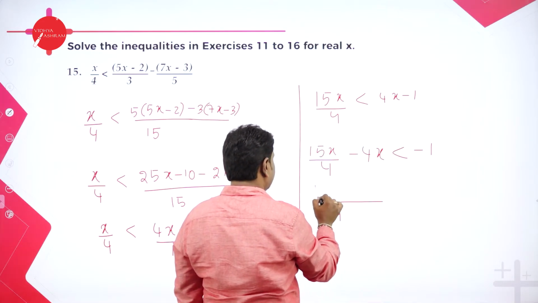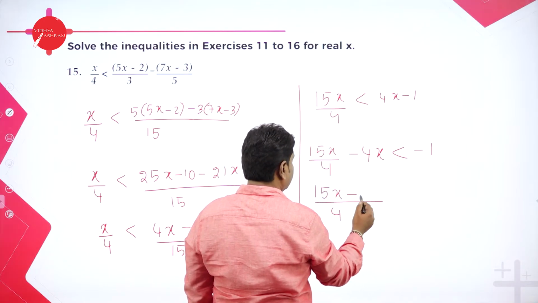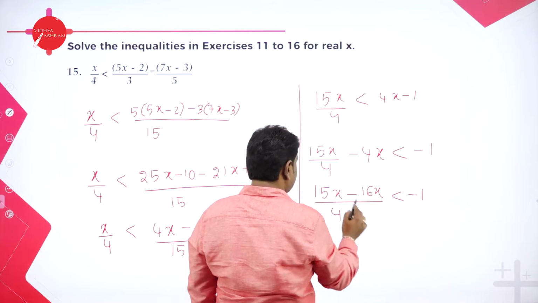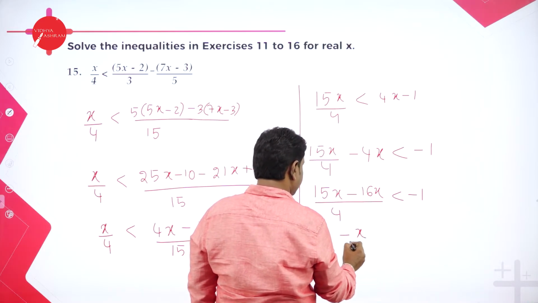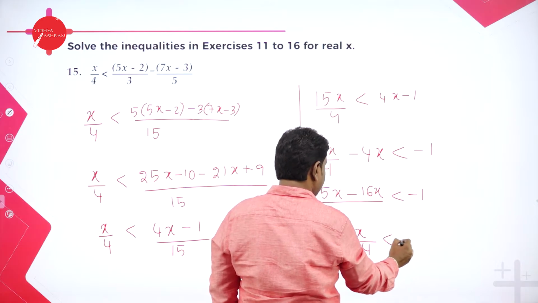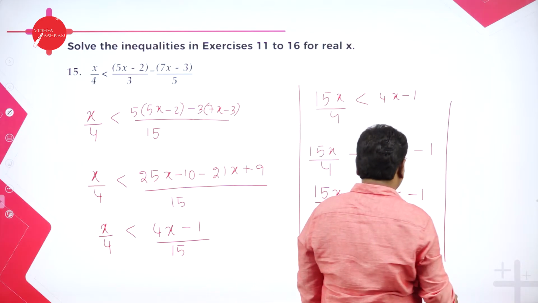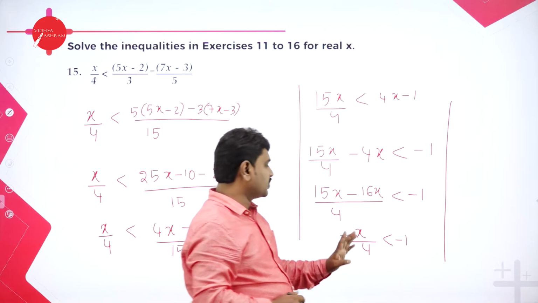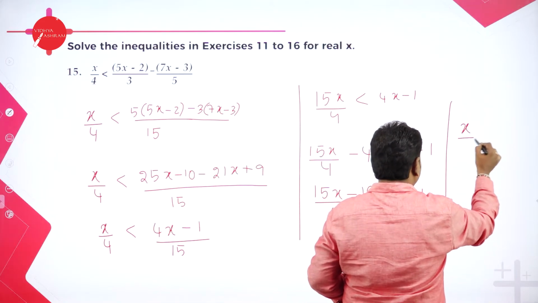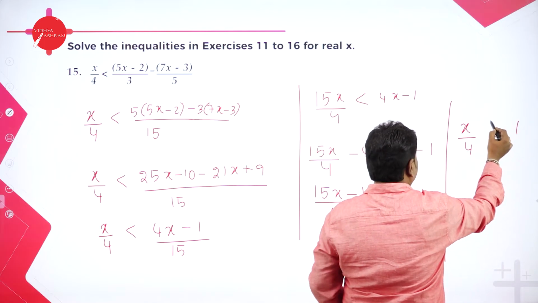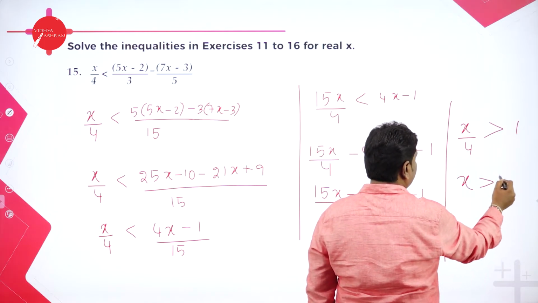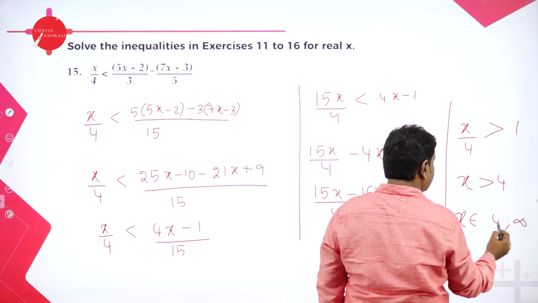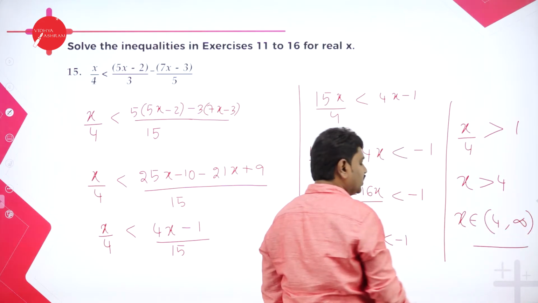It will become 4. 15x minus 4 4s are 16x less than minus 1. Or numerator is minus x by 4 less than or equal to minus 1. And I told you always x quotient should not be negative. If it is negative, make it positive. When you multiply by minus, it will become x by 4, and minus 1 becomes 1. So x greater than 4 it will be. X greater than 4 means x belongs to 4 to positive infinity, excluding 4, so open interval.